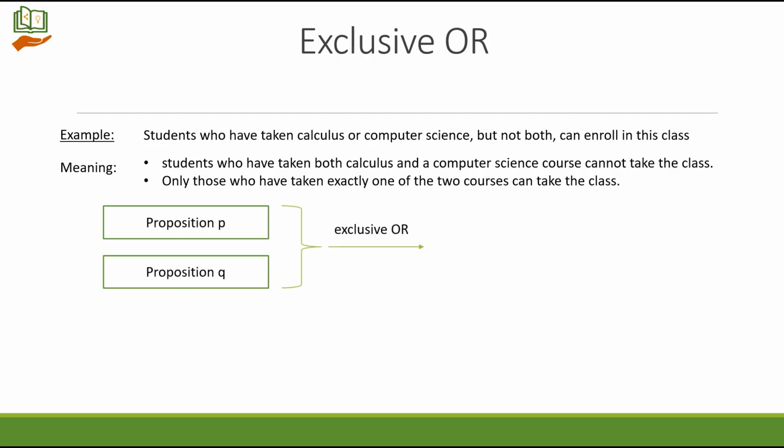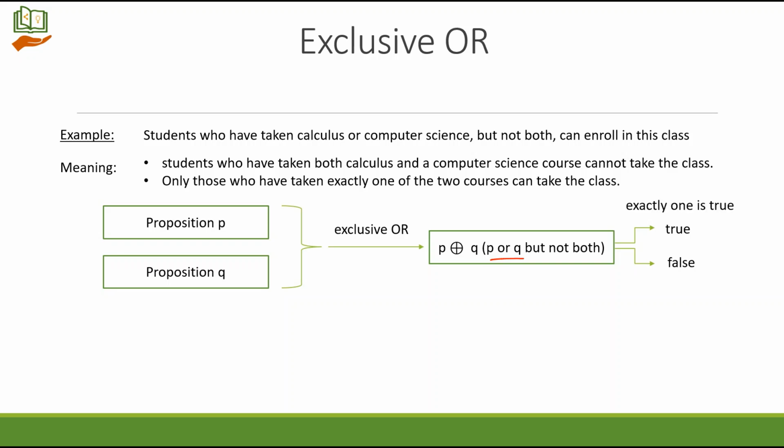We have two propositions P and Q. When they undergo the exclusive OR operation, it is like P or Q. So the result of P or Q will be applied, but not both. It means when P and Q have the same values, they turn out to be false. So that's why they say exclusive OR means it is P or Q but not both. So it is true only when exactly one of the propositions is true.